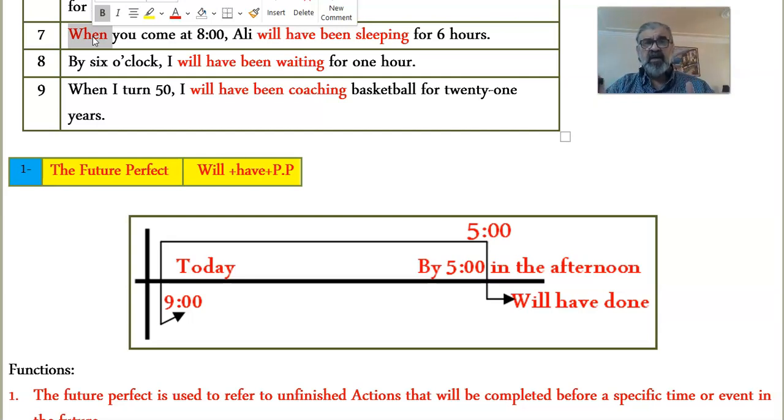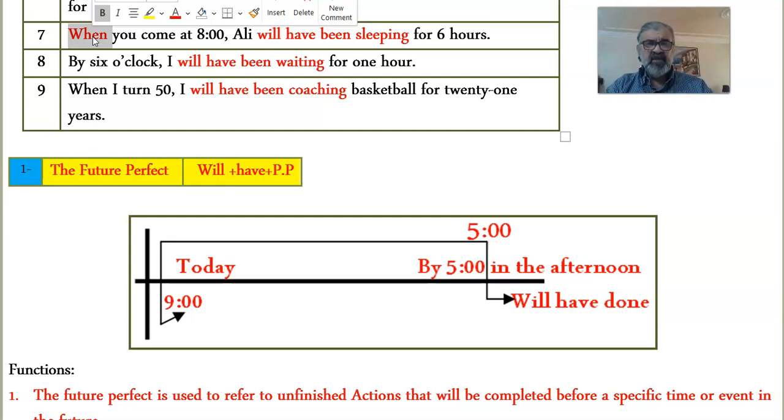By 6 o'clock, I will have been waiting for 1 hour. What time is it right now? It's 5 o'clock. Again, the same concept. You waited for your friends, and you waited, but they didn't show up. So you called them, where are you? We got stuck. We need at least 1 hour. It's 5 o'clock right now. We'll be at the cafeteria, at the cafe at 6.